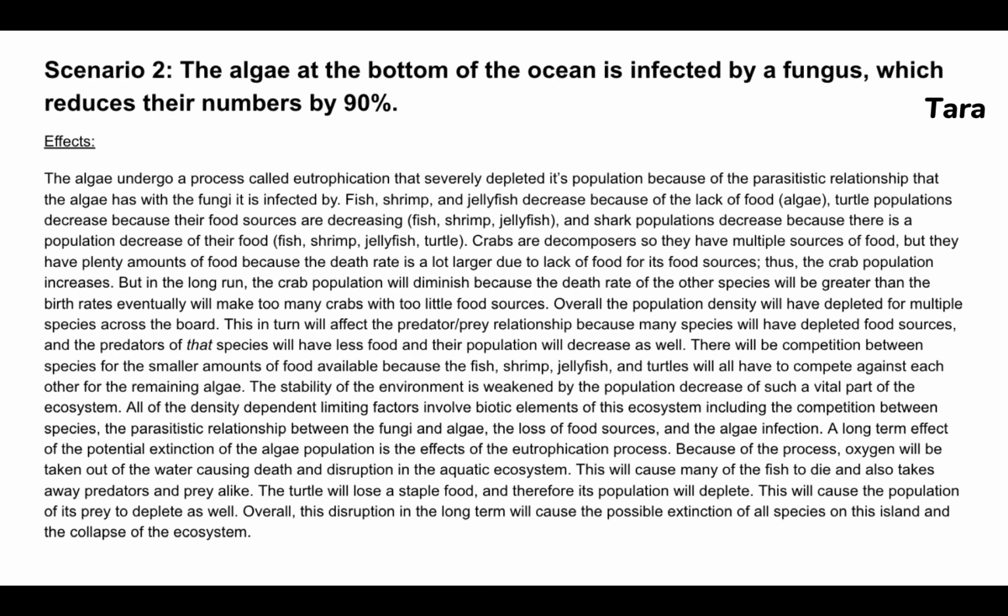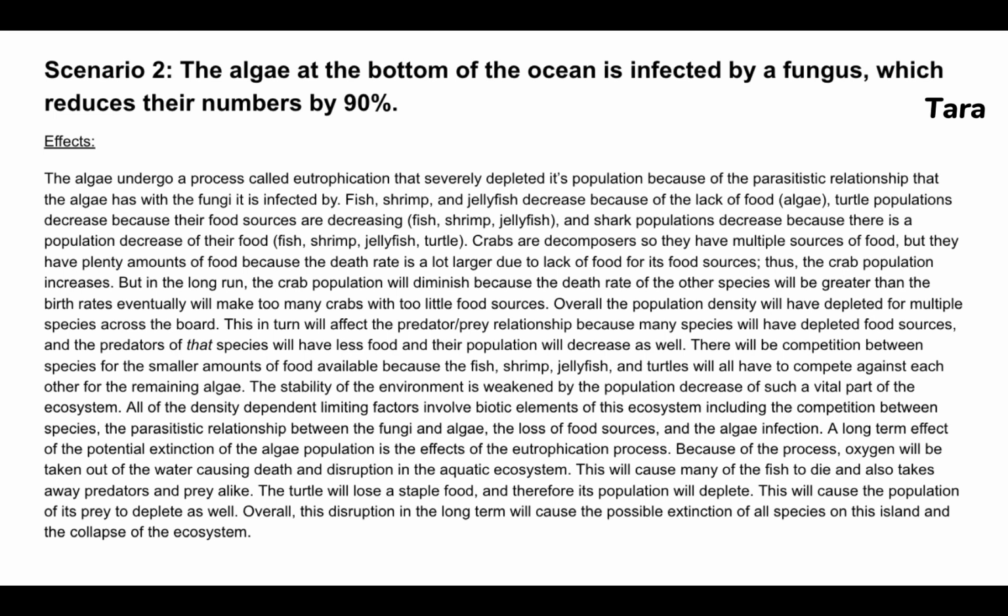The stability of this environment will be significantly weakened because of these population decreases for such vital parts of the ecosystem. All of the density-dependent limiting factors involve biotic elements of this ecosystem, including the competition between species, the parasitic relationship between the fungi and the algae, and the loss of food sources and the algae infection.